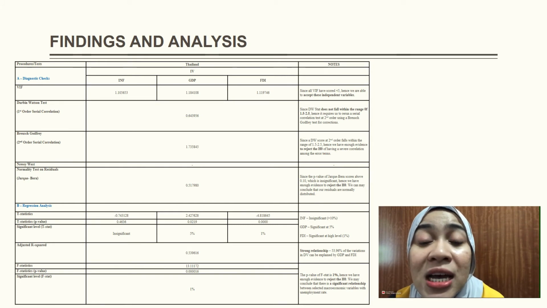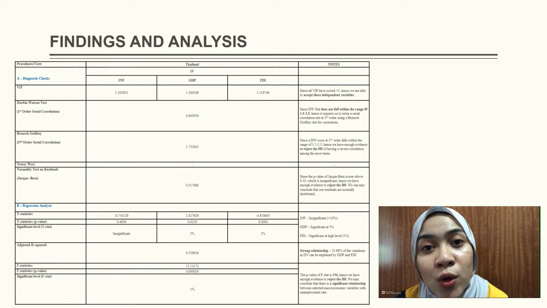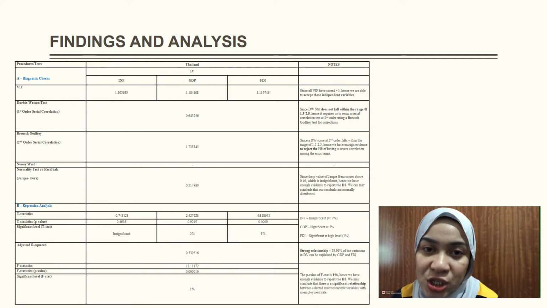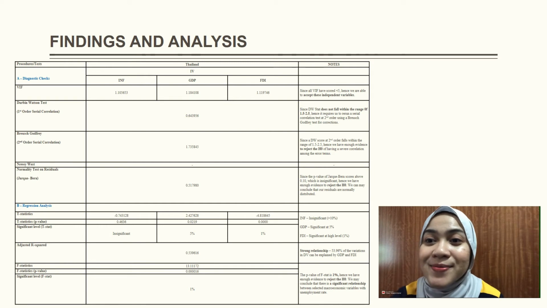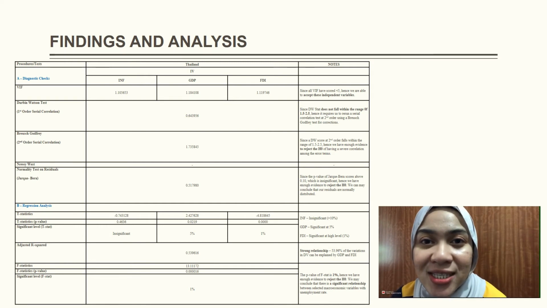Therefore, I have enough evidence to reject H0 and conclude that foreign direct investment has a relationship with the unemployment rate. Okay, the second is adjusted R-squared.